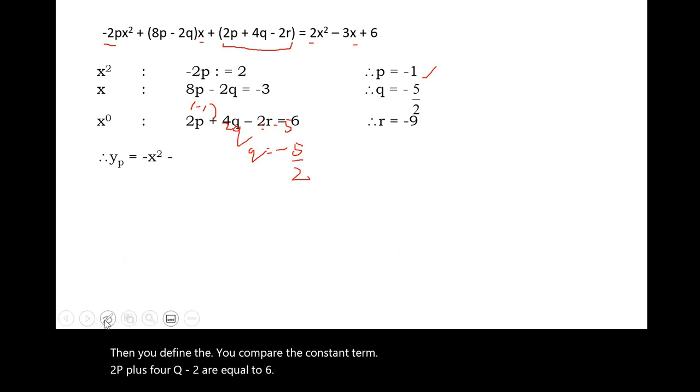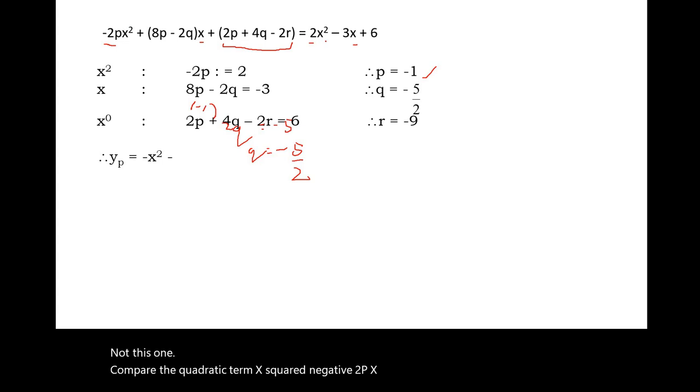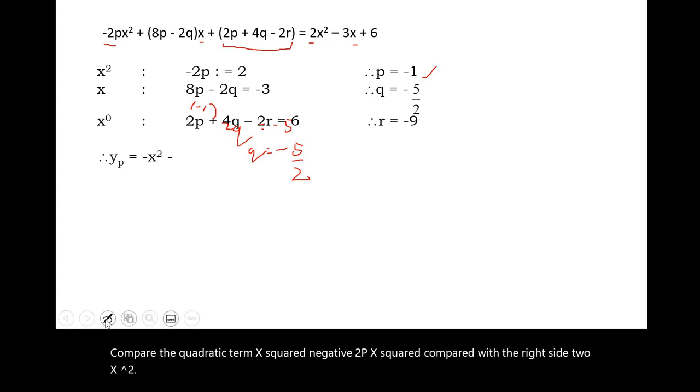Doctor? Yes? Just now, sorry, where do you get the p? One more time? P. No, this one. Compare the quadratic term x squared, negative 2p, x squared, compare with the right side, 2x squared. Oh, okay. Thank you.